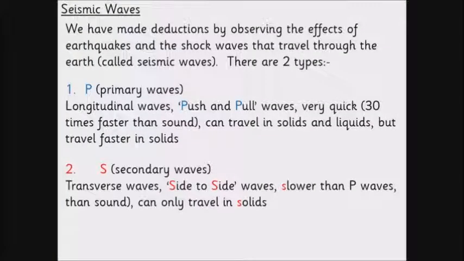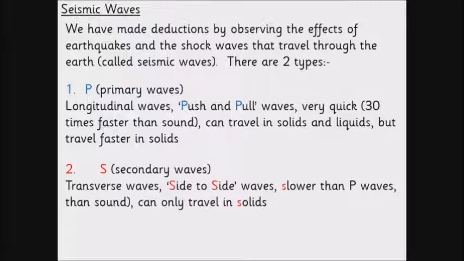Okay, so here we go. Here's the main part. Seismic waves are two types, and these are the shock waves that travel through the Earth. There are primary waves, which are longitudinal waves. These are called push and pull waves, so they're linked with P for primary. They're very quick, 30 times faster than sound. They can travel in solids and liquids, but they do travel much faster in solids. So primary waves are longitudinal.